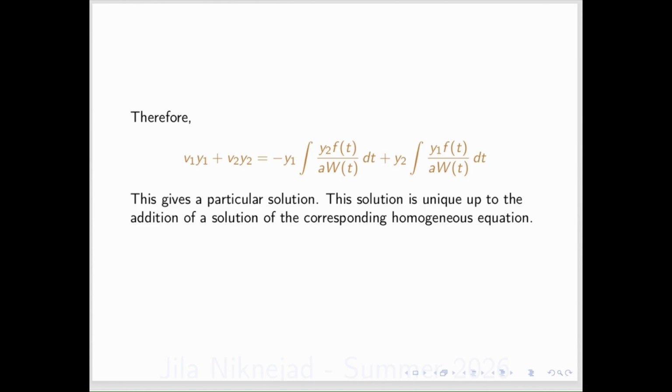And then, therefore, v1 y1 plus v2 y2, which is the y particular, is going to be minus y1 times the integral of y2 f of t over a times the Wronskian dt, plus y2 times the integral of y1 f of t over a times the Wronskian dt. This gives a particular solution. This solution is unique up to the addition of a solution of the corresponding homogeneous equation.